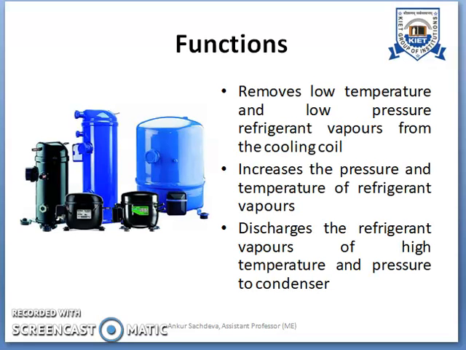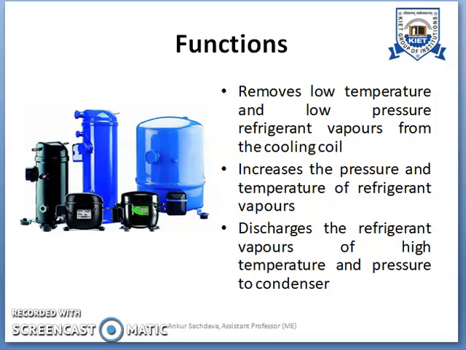Okay, now let us first understand the functions of a compressor. Now, compressor is regarded as the heart of the refrigeration system because it pumps the low pressure vapor in low temperature condition to high pressure and high temperature condition, similar to the functioning of the heart in a human body, that is the pumping of the blood.